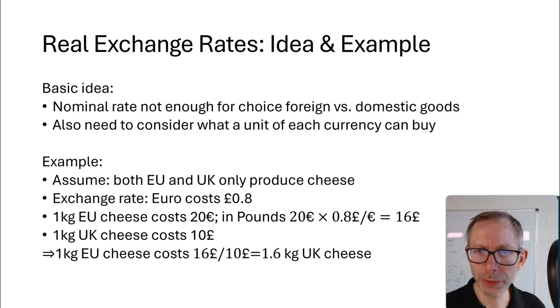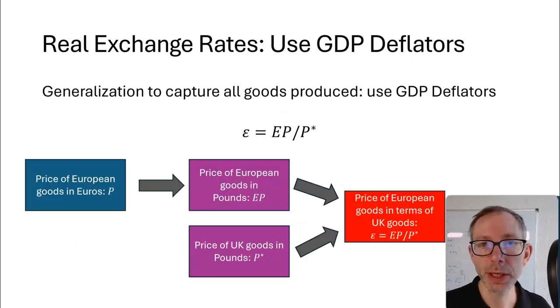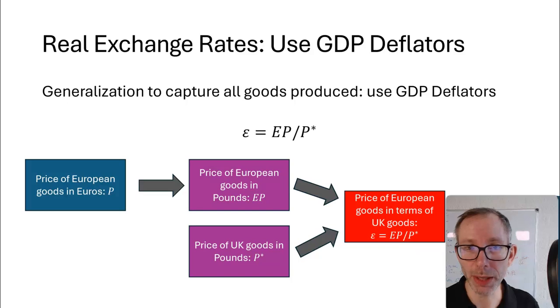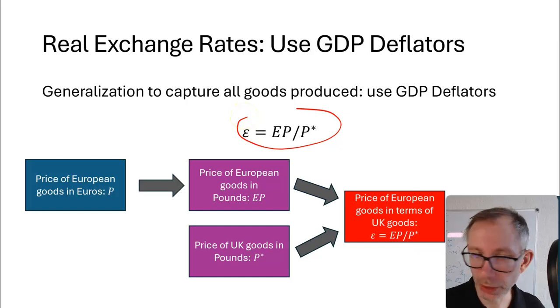So in some sense, we need all the prices of goods that are domestically produced, both in the UK and in the EU. What's that going to be? Well, we already had a concept for that, and that's precisely the GDP deflator, which is an index for the prices of all the goods that are domestically produced in an economy. So we're going to use that. And then we're going to get a formula which looks like this. Let's derive it step by step for the real exchange rate.